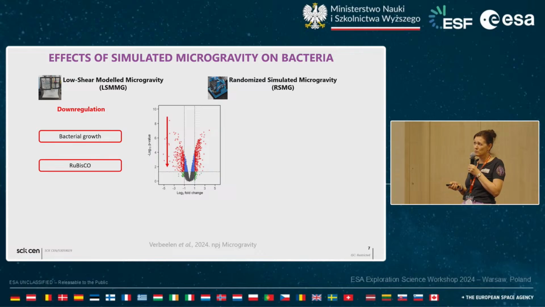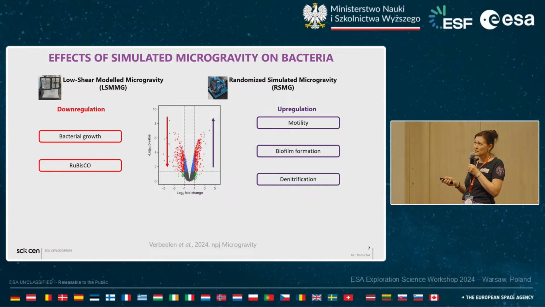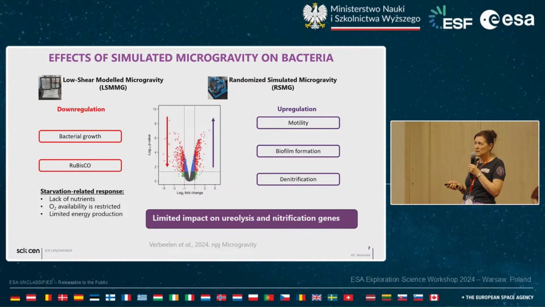The growth is slower. The RuBisCO, so the nitrifiers are autotrophic, so they are fixing the CO2, is also slower. We do see that motility is going up, biofilm formation going up, and denitrification going up. We think this is again a starvation-related response to the fact that oxygen and CO2 are not going in and out well if you have this low shear environment that is not well mixed. But what was good to see is that the expression of the genes that we need for ureolysis and nitrification were not affected and were still continuing.